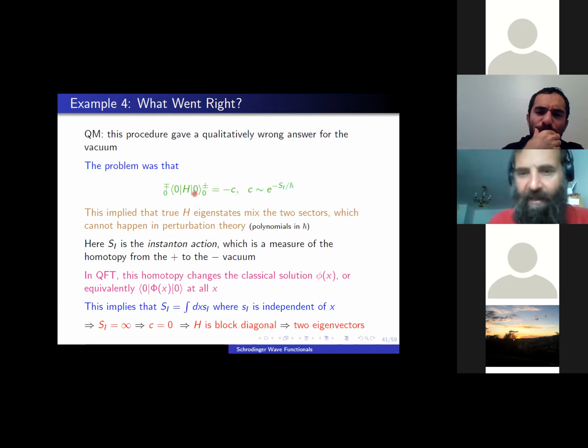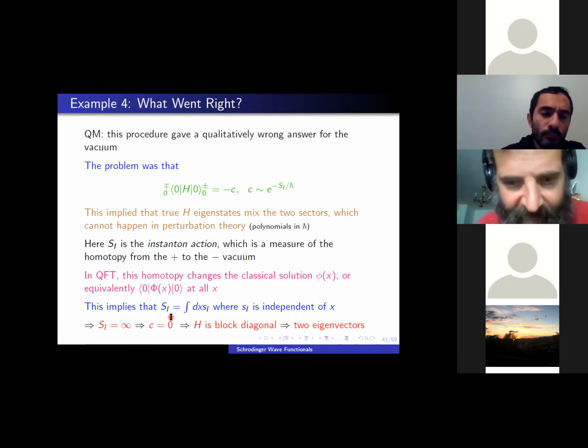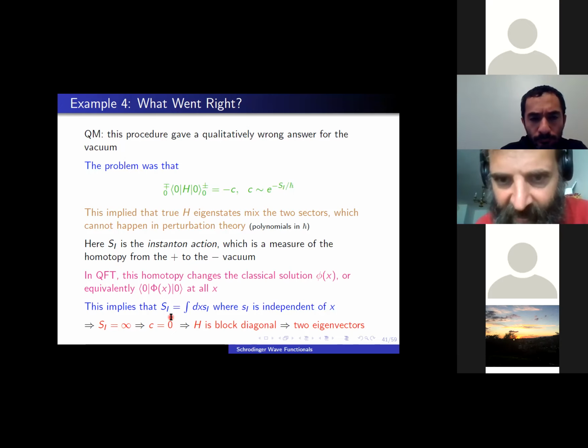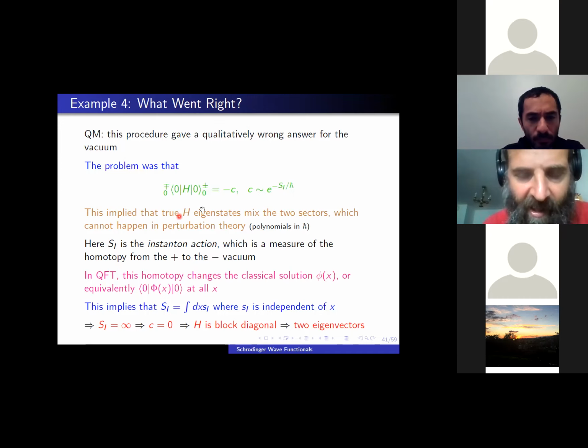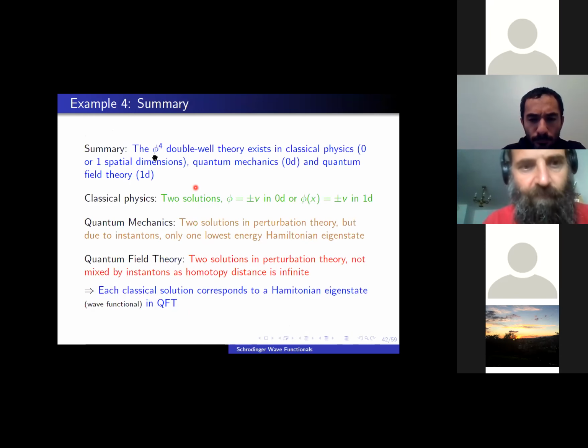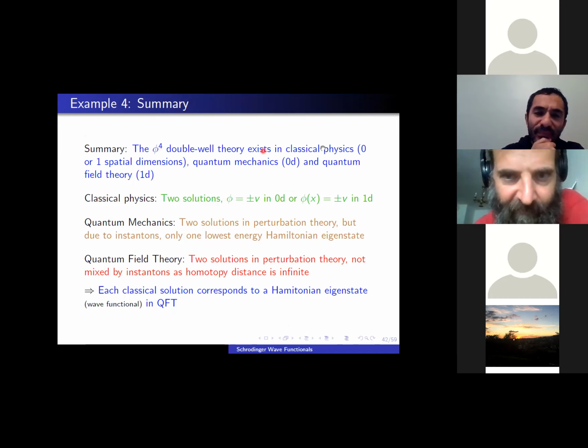So in quantum mechanics, you were ruined because you had this homotopy. But in quantum field theory, this homotopy had to move a whole function at all x, and that took an infinite action. And so that homotopy is somehow not allowed. And that's what allowed quantum field theory to get out of this problem. Okay, so summing up, we have this phi to the 4 double well theory in classical physics in either 0 dimensions or 1 dimension. The 0-dimensional one, when you quantize it, gives quantum mechanics. The 1-dimensional one gives you quantum field theory.